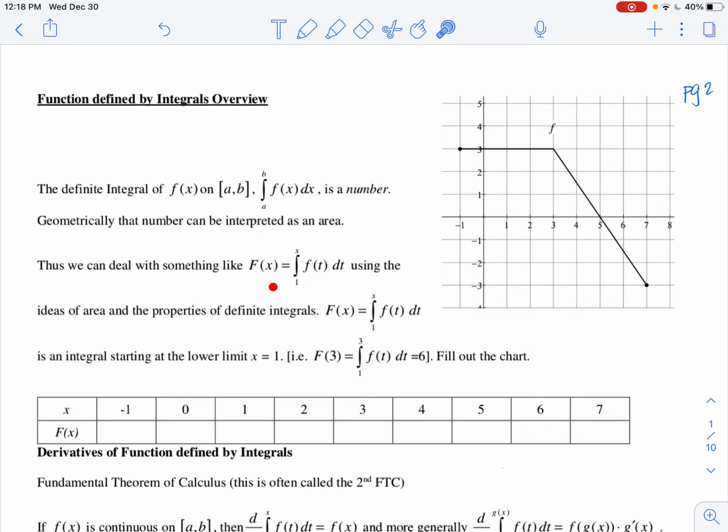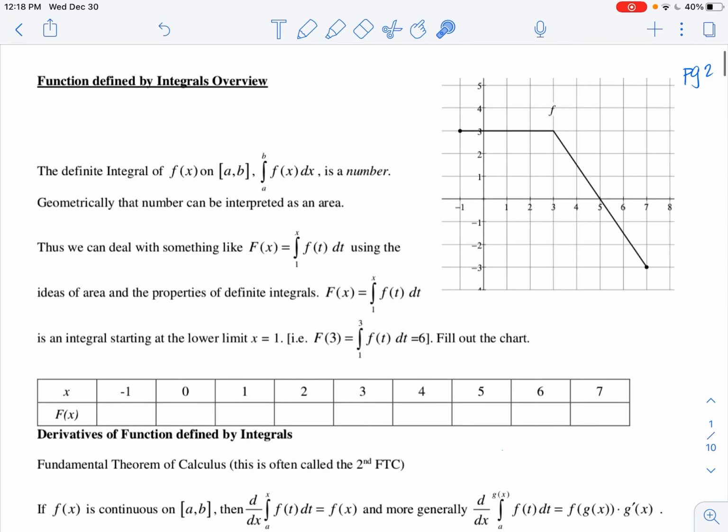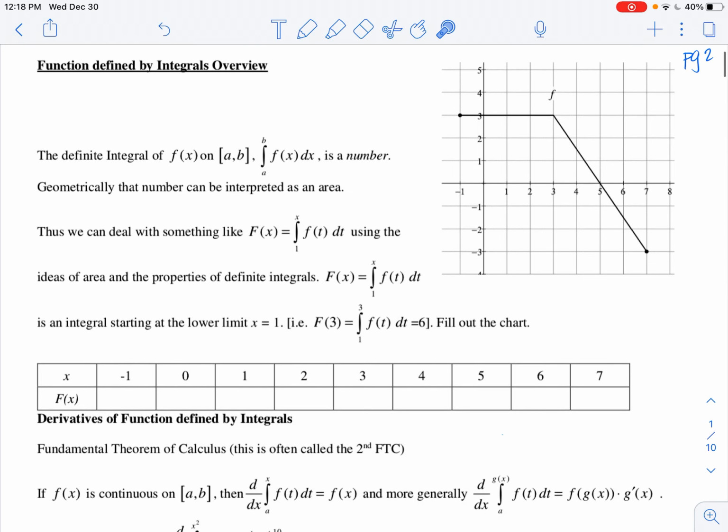Thus, we can deal with something like F of x is the integral from 1 to x of f of t dt using the ideas of area and the properties of definite integrals. F of x is equal to the integral from 1 to x of f of t dt is an integral starting at the lower limit of 1. So let's fill out the chart.